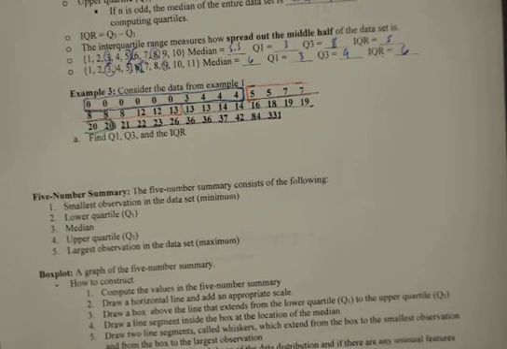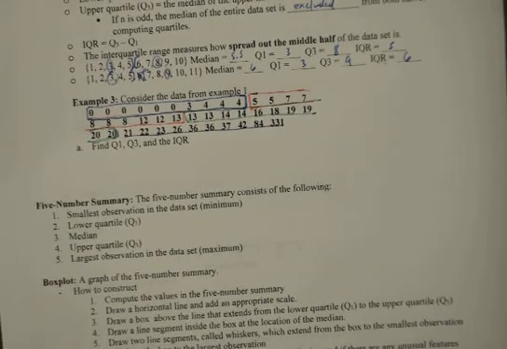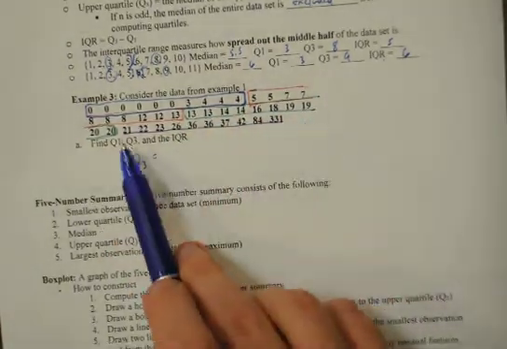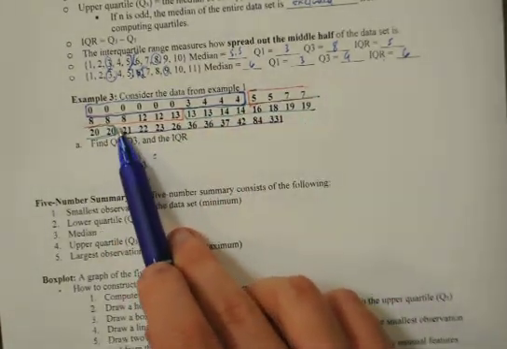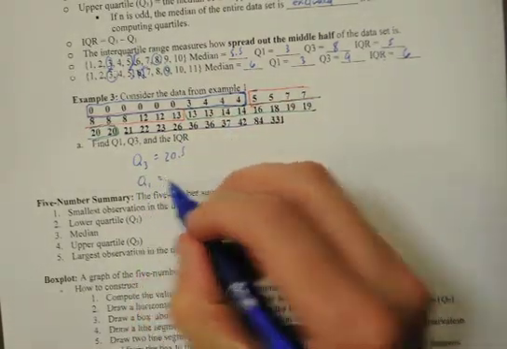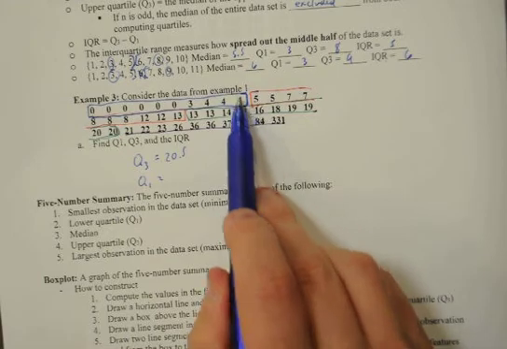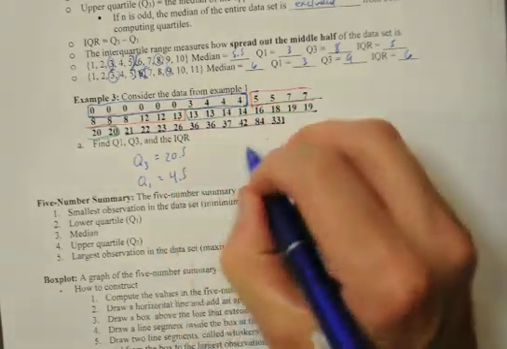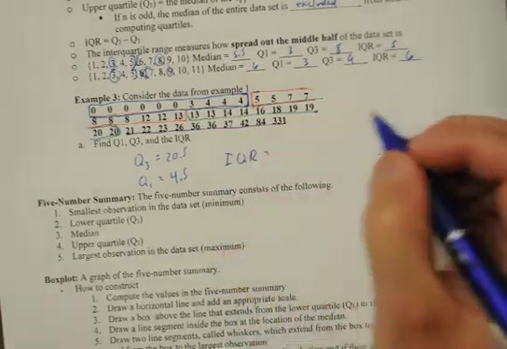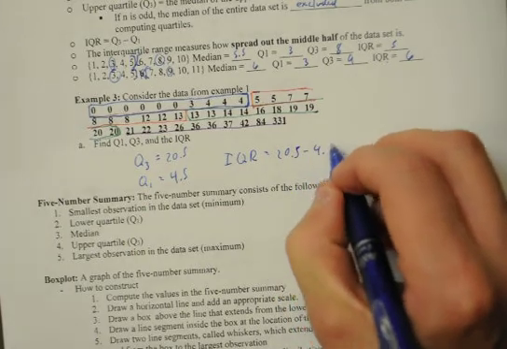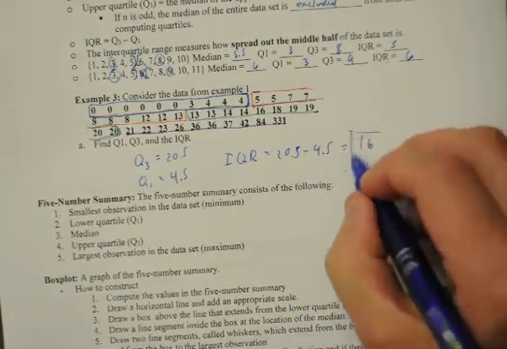Alright, so hopefully you figured out the third quartile would have been right around here, 20.5. The first quartile would have been right here. It's the middle of the lower half, so 4.5. And the interquartile range is 20.5 minus 4.5, which is 16.